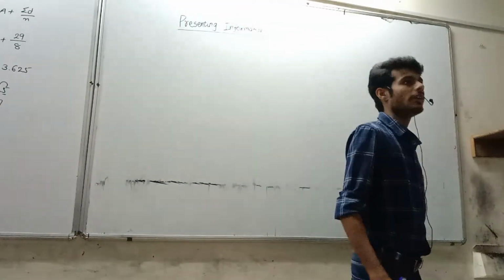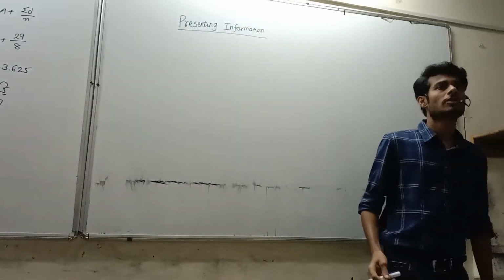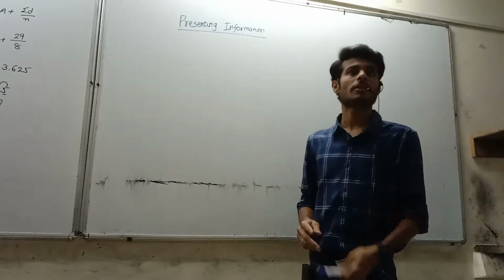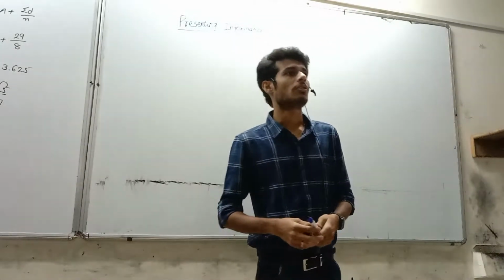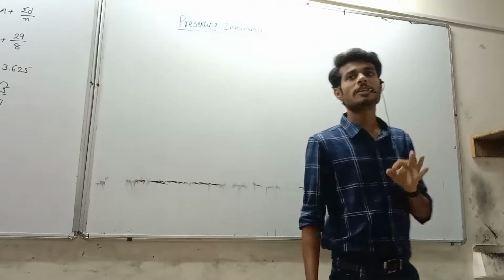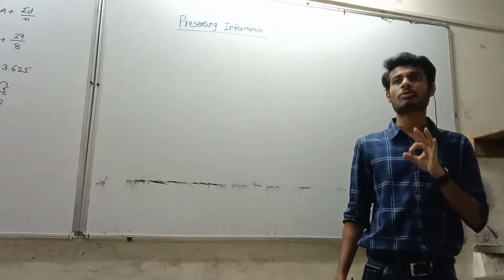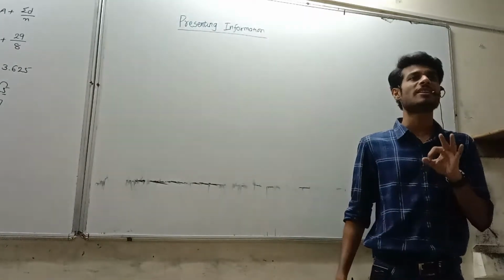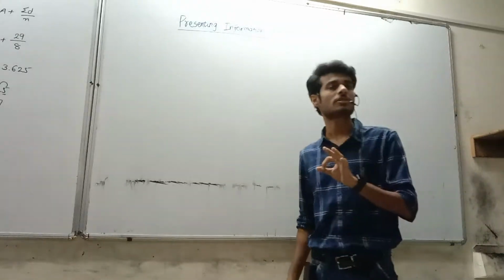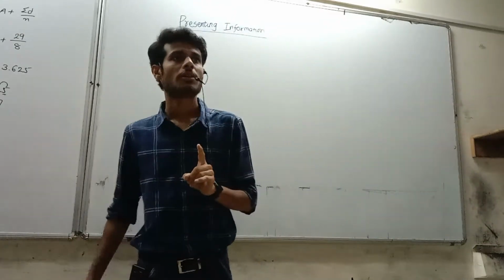So there are various ways or methods in which we can present information in economics. There are mainly three ways which are most widely used for presenting data in economics. First is the descriptive manner.